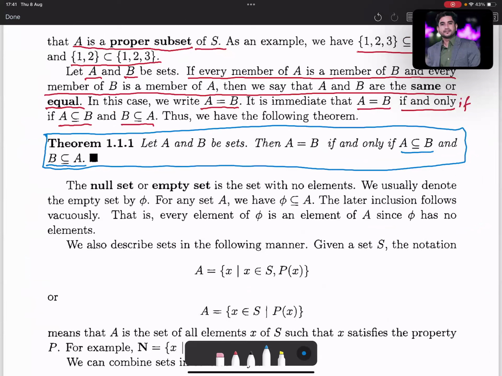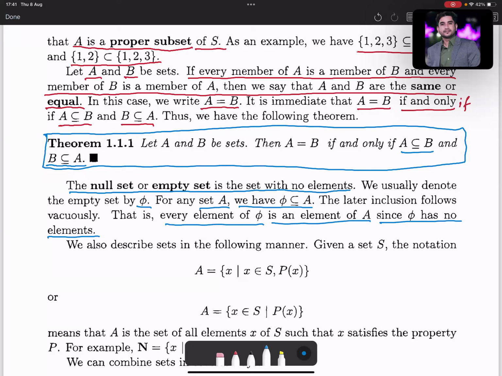Now, there is a concept of the null set. The null set or empty set is the set with no elements. We usually denote it by phi. For any set A, phi is always contained in that set A. Every element of phi is an element of A, since phi has no elements. You can say that it's an inclusion, casually.